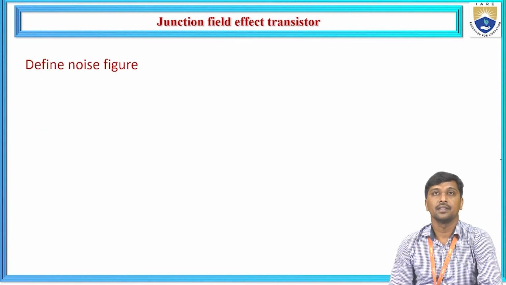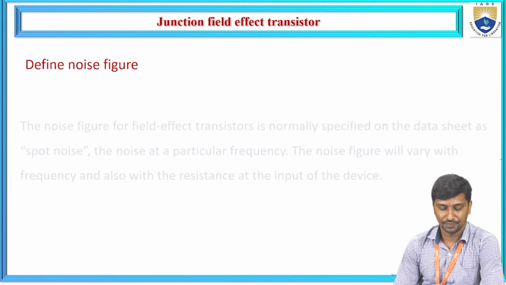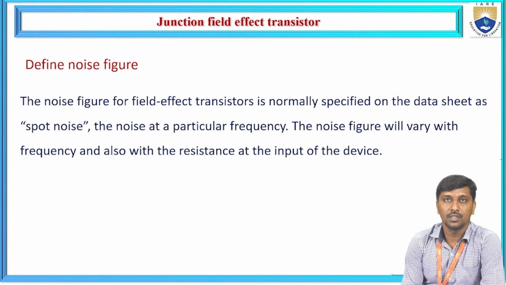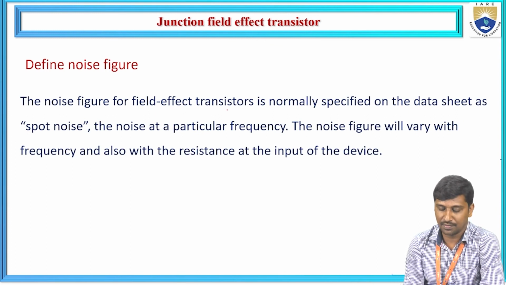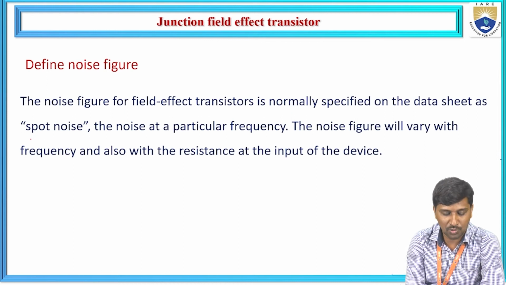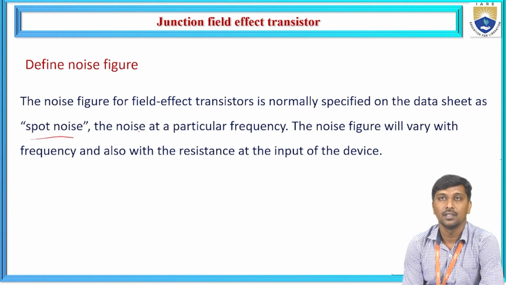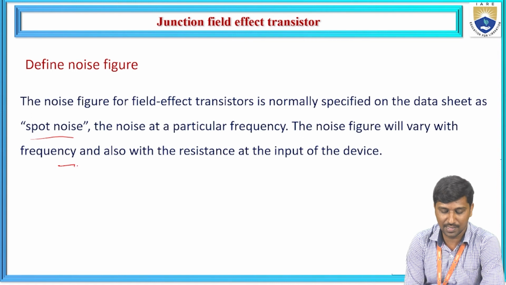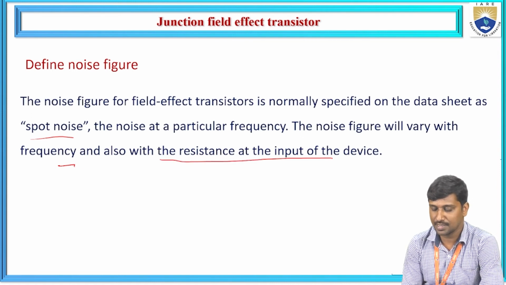Now define the noise figure. In most cases, the noise figure for a field effect transistor is specified in the data sheet, and it is also called the spot noise. This spot noise is at some particular frequency, and the noise figure will vary with the frequency as well as with the resistance of the input of the device.